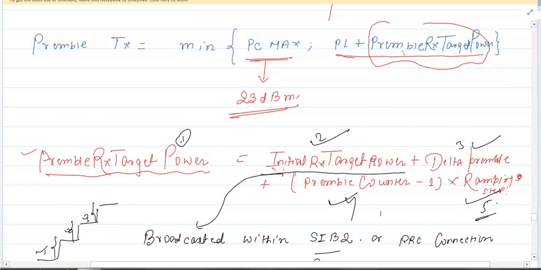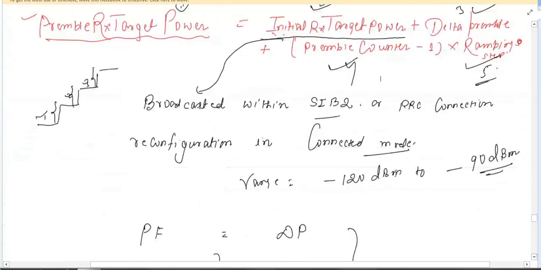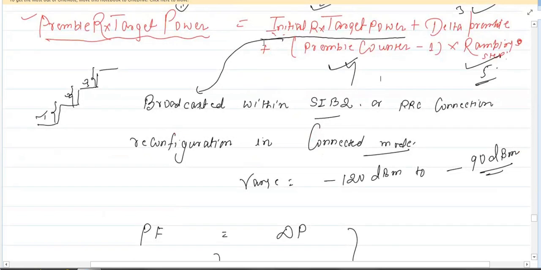So initial received target power, now this parameter will be broadcasted within SIB2. So it is SIB2 which will transmit this preamble received target power value. Its value generally is starting from minus 90 dBm to minus 20 dBm. This is the possible value of this initial received target power. Within that range, some value e-node will instruct the UE, but within this range only. So e-node will broadcast within SIB2.